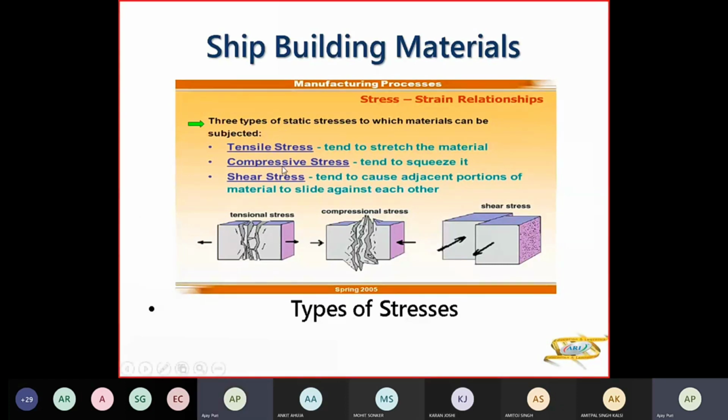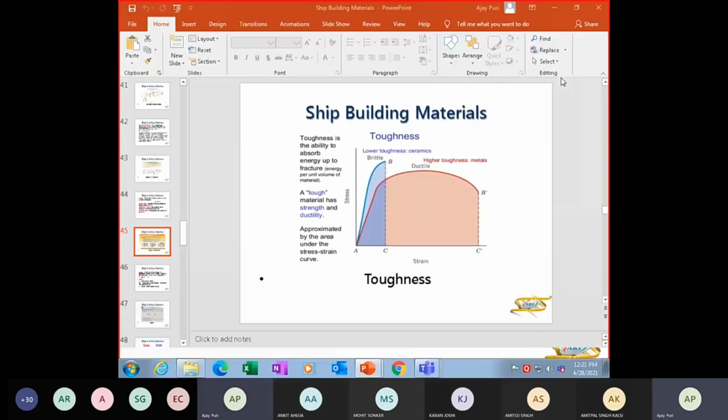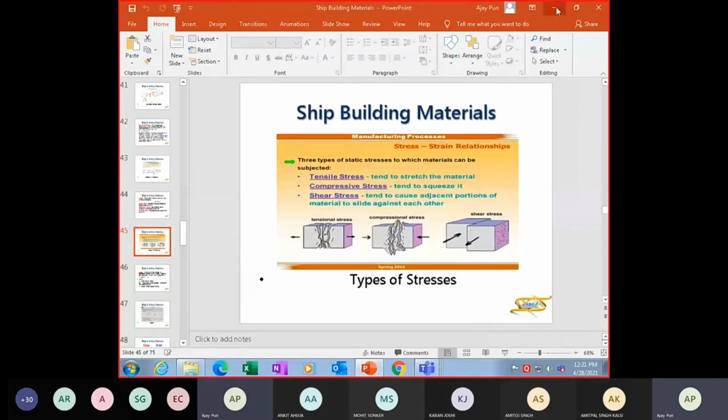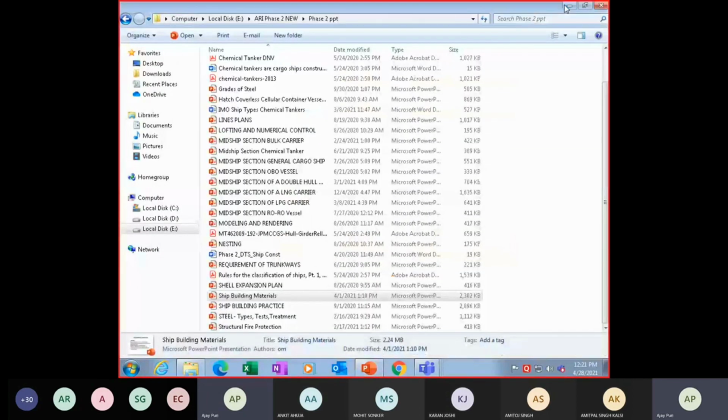Your tensile stress is tending to stress the material because you're pulling it apart. You have compressive stress when you're tending to squeeze it in. And shear stress is when adjacent portions of material tend to slide against each other. That is shear stress. I'll explain shear stress with a few more diagrams.